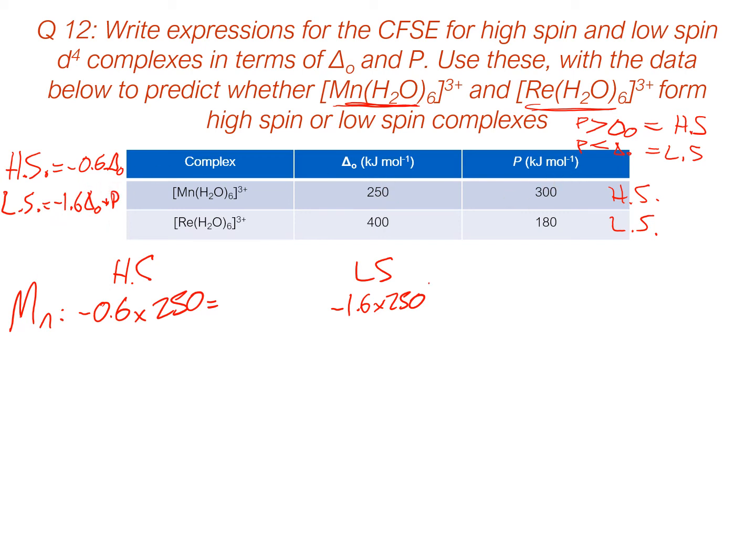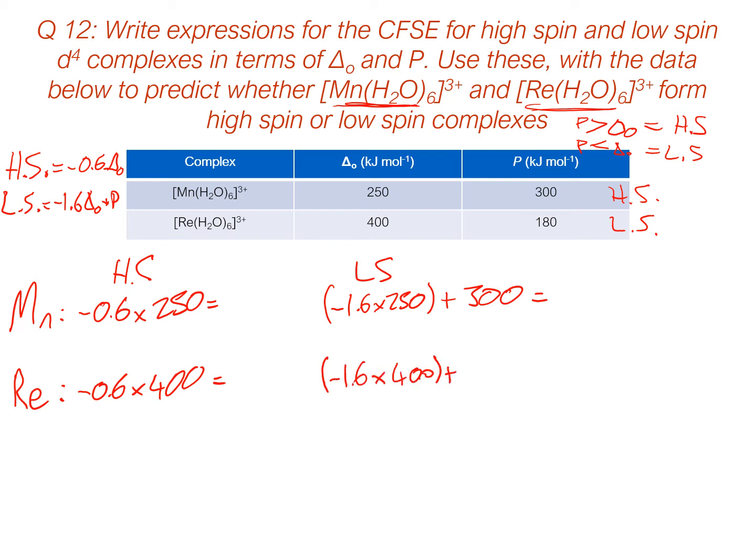So minus 1.6 times 250 plus 300. And then we've got exactly the same expressions for rhenium, but with its own values of delta O and P. So minus 0.6 times 400 and minus 1.6 times 400 plus 180.